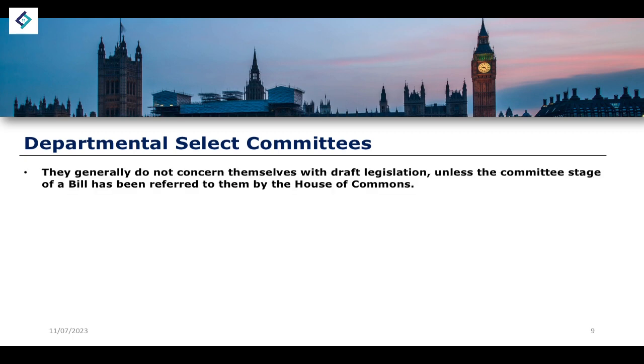They generally do not concern themselves with the drafting of specific legislation, unless the committee stage of a bill has been referred to them by the House of Commons. We will get to the legislative process in the next lesson, and we'll talk about how legislation is actually passed through Parliament, and the committee stage of the bill. But generally speaking, when it comes to the passing of legislation and draft legislation, i.e. bills, departmental select committees do not often concern themselves with that particular stage of the process, but they will concern themselves with that stage if the committee stage of a bill has been referred to them by the House of Commons.